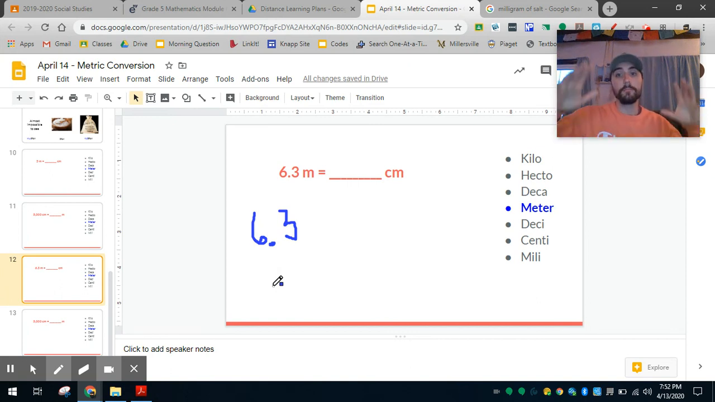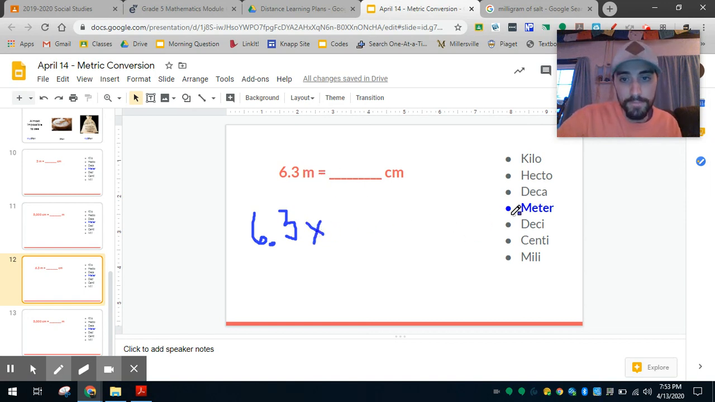Now I have to decide, am I going to multiply or divide? Well, I'm going from meters, the big meters, to a bunch of small centimeters. I'm going to have way more tiny, small centimeters. It's going to be the same length, but I'm going to have a bunch more centimeters. So I am multiplying.